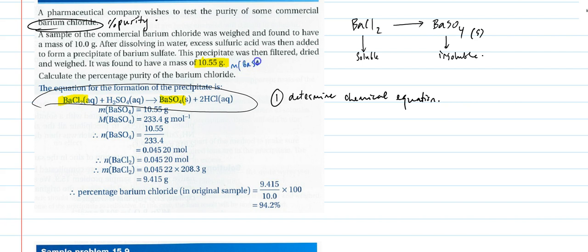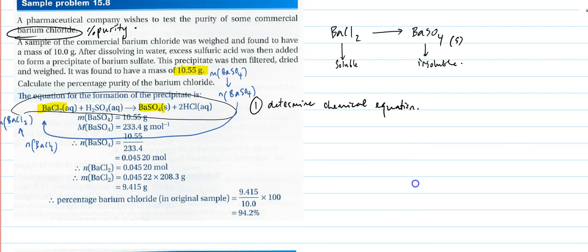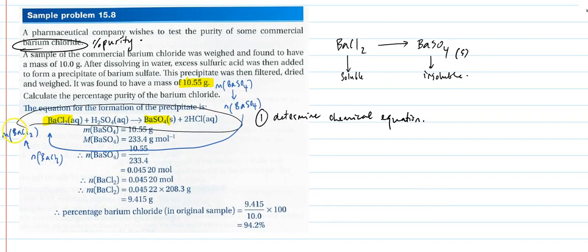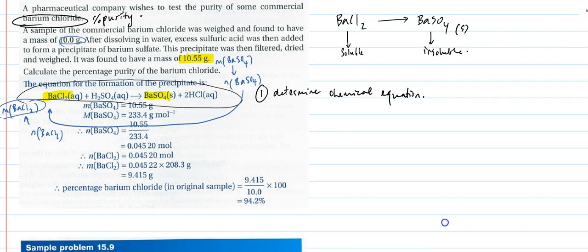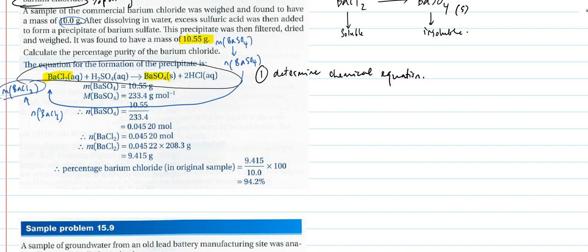So I'll just write this out. With the mass of barium sulfate, we can work out the number of moles of barium sulfate, which is the number of moles of this known substance. And then we use it to work out the number of moles of barium chloride. And then we can work out the mass of barium chloride. And once we have that mass, we can then work out the percentage purity, whatever the mass of barium chloride is over the total mass will give us the percentage purity. And that's exactly how the sample solution goes.